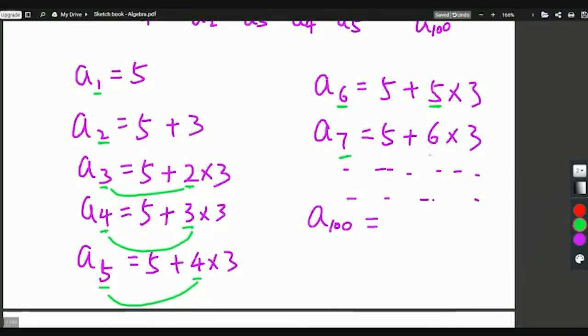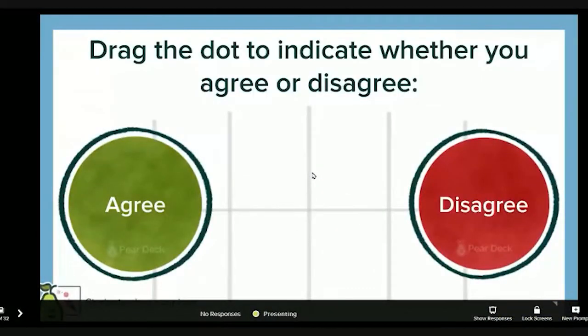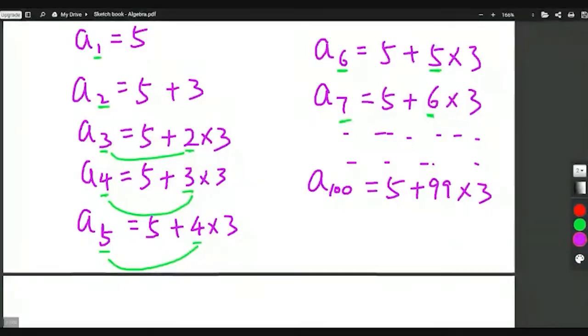5 plus 99 times 3. Okay, we have an answer here. Now, let's get a quick vote. Quickly, do you agree with that answer or not? Right, we all agree. That means we find how to get the 100th term.